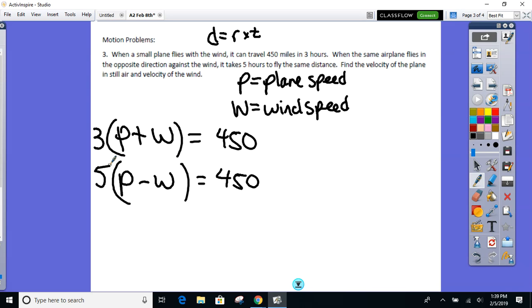No, I don't want to equal them, but if I don't want to distribute the 3 and the 5, can you get it out of there for me? Yeah, just divide it out right now. Watch this magic that happens.